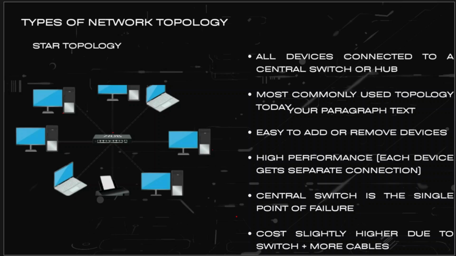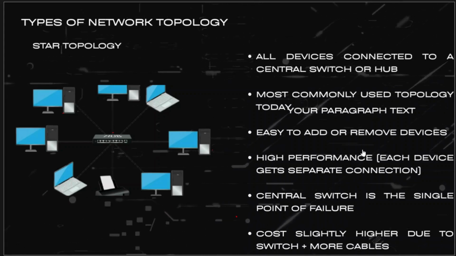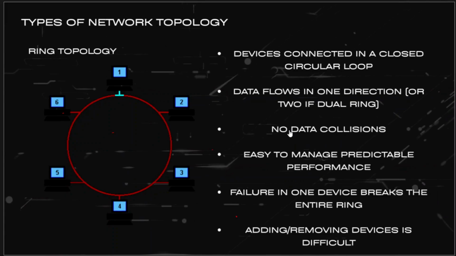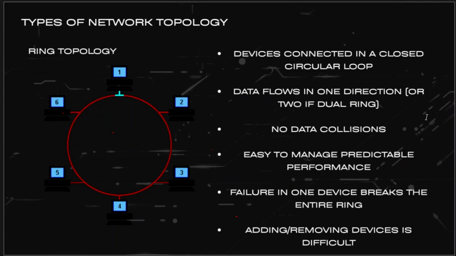The only catch is the central switch is a single point of failure. If the switch dies, the whole network dies. But since modern switches are very reliable, this is the golden standard for offices and schools. It will be costly, and then next we will be going into ring topology. In ring topology, the devices are connected in a closed circular loop.